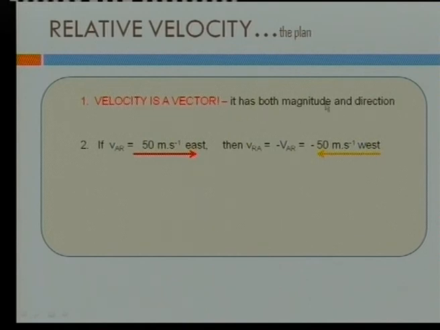So, relative velocity, two big ideas, let me emphasize that. It is a vector, always magnitude like 50 and always direction, either positive direction or negative direction, or if you will, east and west.